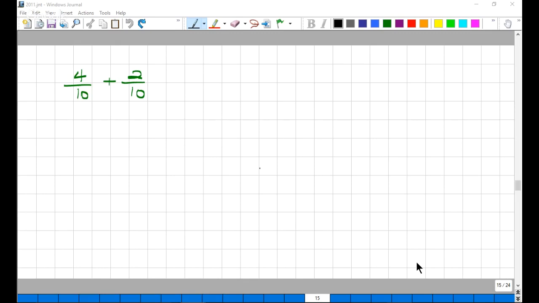So while we wait on our friend Walter to get his pencil, look at the problem and see what you can figure out from that. Sir, I'm ready. Okay, sir. Tell me what do I have here? 4 tenths plus 2 tenths.